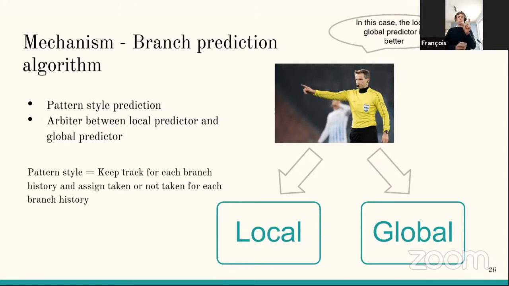And we try to map to find our history for the branch. If we find a history that matches, we check whether, for this history, the processor will take the branch or not. The mechanism of the arbiter is that it takes a decision: should I trust the local predictor or the global predictor for the particular branch that I'm trying to predict? Because sometimes the local predictor does better and sometimes the global predictor does better.